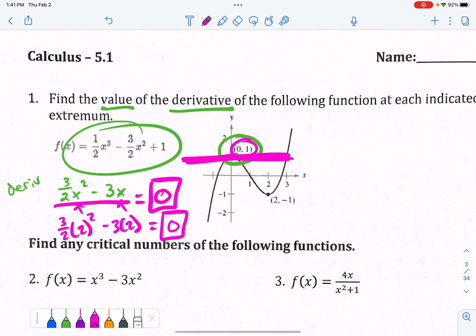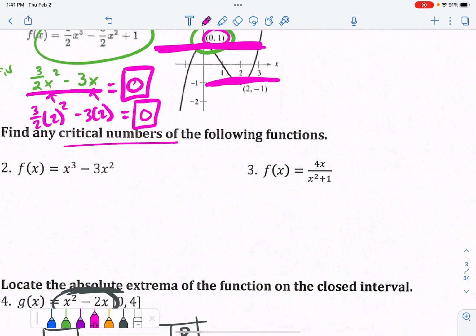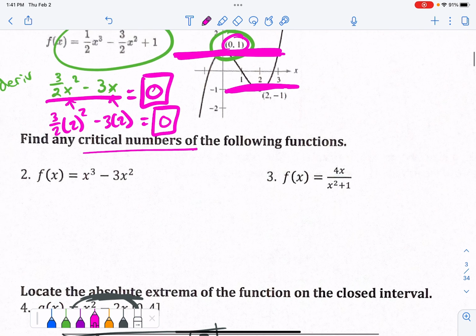Why is the derivative 0 at this point? Because the slope of the tangent line is 0. They're just showing you that at maxes and mins, the slope of the tangent line is 0, always. Critical numbers: find your critical numbers, meaning find your maxes and mins. You don't have to plug them back in and figure out which ones are absolutes and which are relatives. You just have to find your x's.